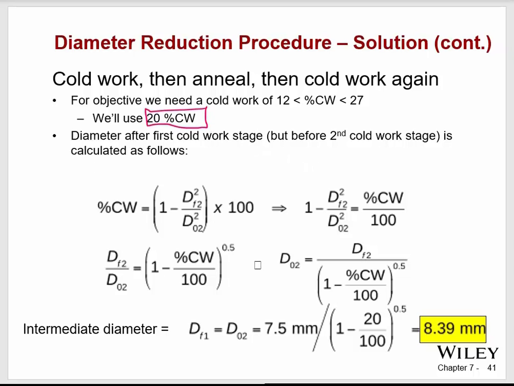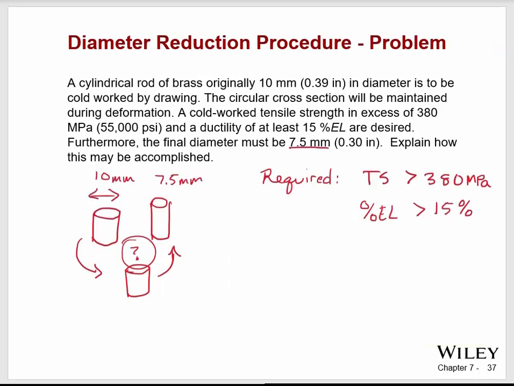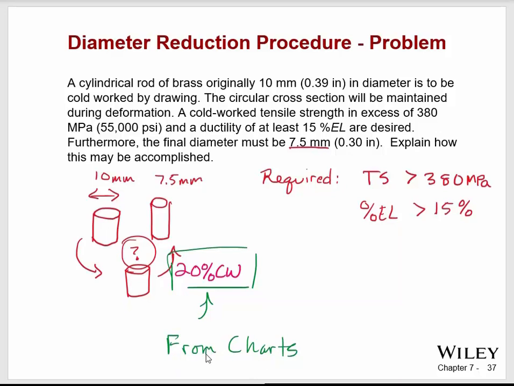Now I'd like you to remember, I'm going to take you back to our original strategy slide. We're saying that we need our final product to be 20% cold worked. This needs to be 20% cold worked. We found that out by looking at the graphs, right? Let me write that as: from our charts and our graphs, we were able to determine that this final cold working needs to be 20%. So whatever happens before that, not so worried about, right?